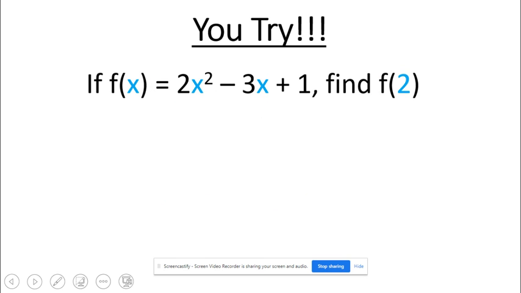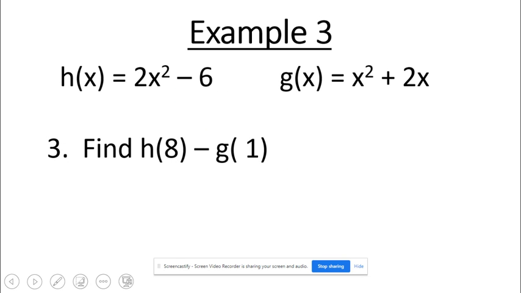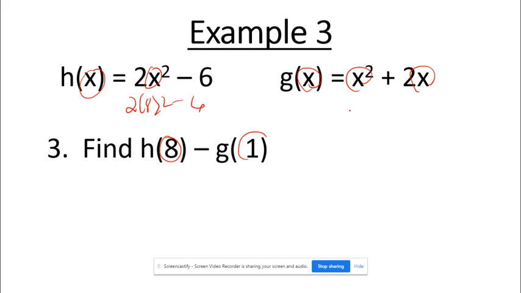Okay, let's move on to one that's a little bit different. So if we had one like this, you would do the same thing and just combine them together. H of 8 minus g of 1. So we're going to take 8, put it in everywhere there's an x. G of 1 will come up here to the g. Everywhere there's an x. So we would have 2 times 8 squared minus 6 and 1 squared plus 2 times 1.